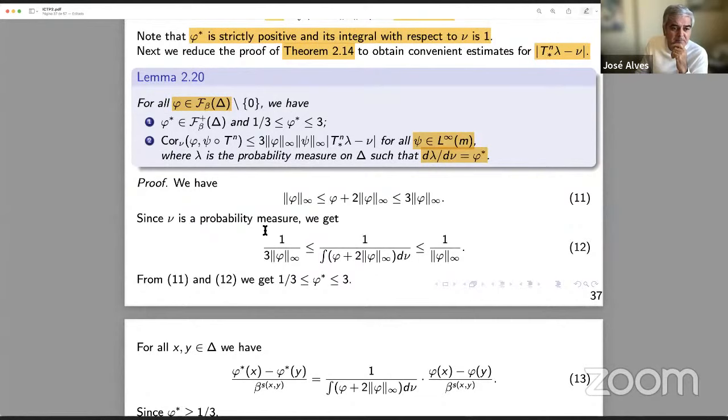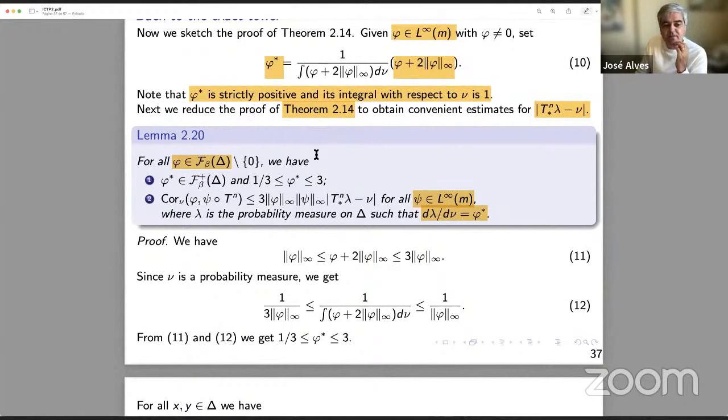So for all phi which is not zero, the ones for which we have defined phi star, we have this conclusion. Well, this is very simple. What is important is that it's bounded away from zero and infinity. The decay of correlations that we want to estimate is bounded by a constant, and actually the constant is the L infinity norm of the observables times the total variation of the difference measure, where lambda, as I said before, is the probability measure whose density is phi star. So there's a relation between this measure lambda and the observables. Okay, this lemma is very easy to prove.